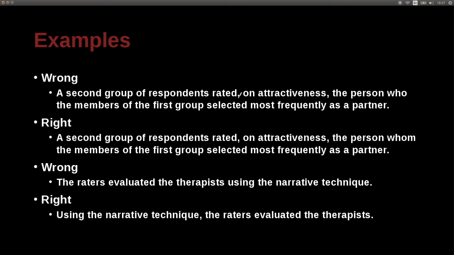A second group of respondents rated on attractiveness the person who the member of the first group selected most frequently as a partner. So this idea of who. The second group of respondents rated on attractiveness the person whom the members of the first group selected most frequently as a partner. A general rule of thumb you can follow is that if you can replace the word with he or she, then you should use who. And if you can replace the word with him or her, then you should use whom.